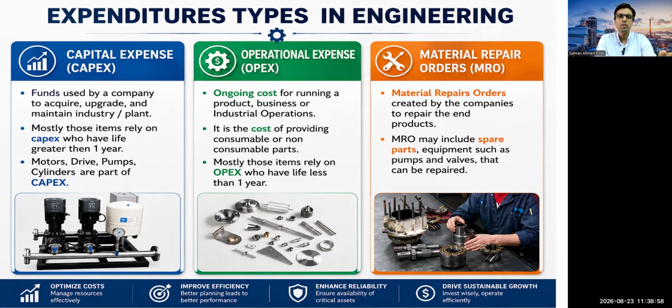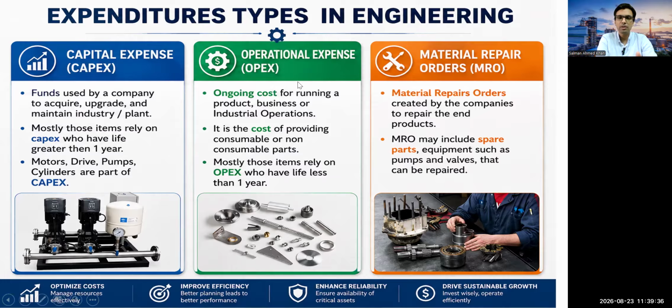Now, when we talk about capital expenses, CAPEX planning, or CAPEX budgeting, it means these are the funds used by the company to acquire, upgrade, and maintain the industry or the plant. Mostly in these expenses, there are items that have a life greater than 1 year. Those items having a life greater than 1 year include motors, drives, pumps, and cylinders. So these are part of the CAPEX.